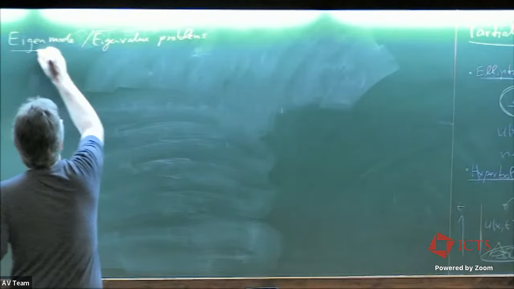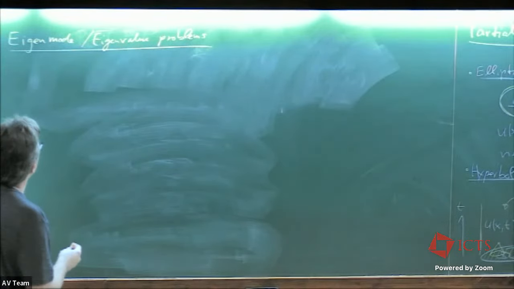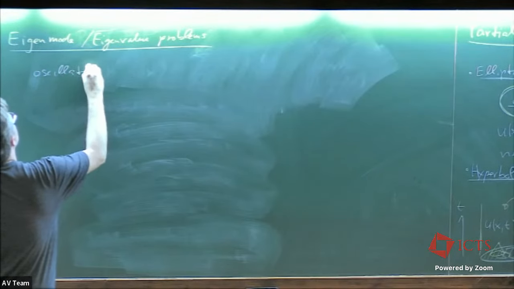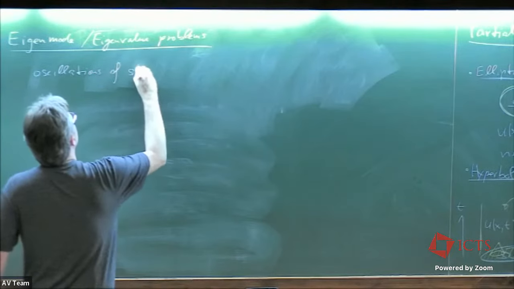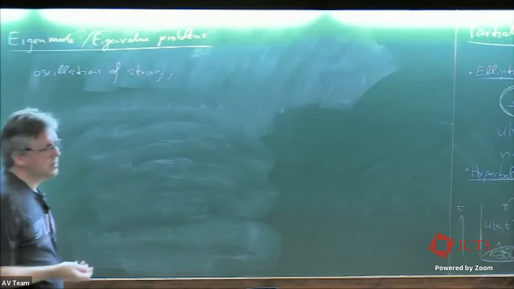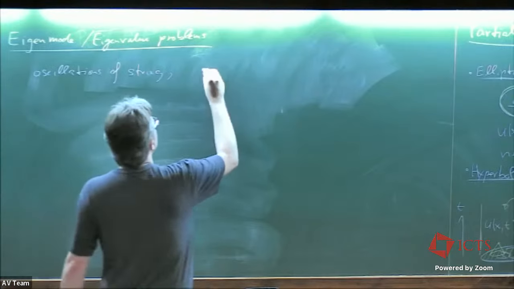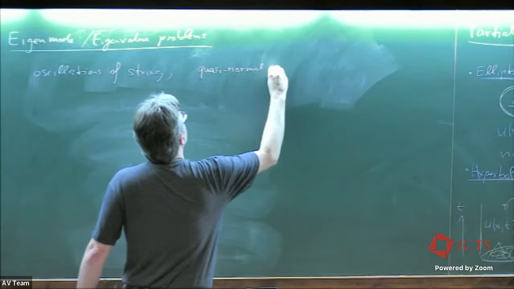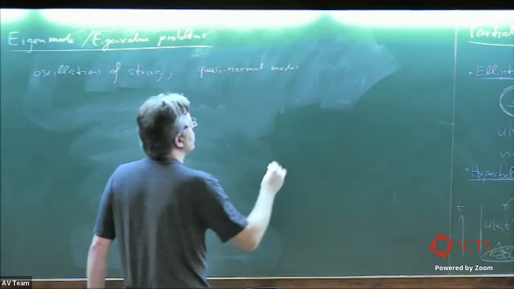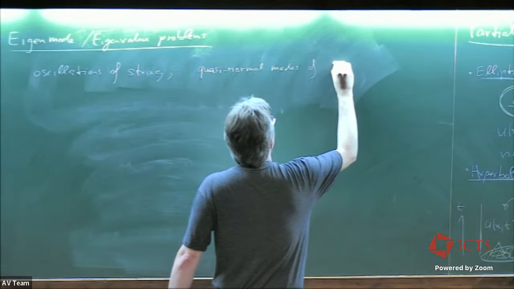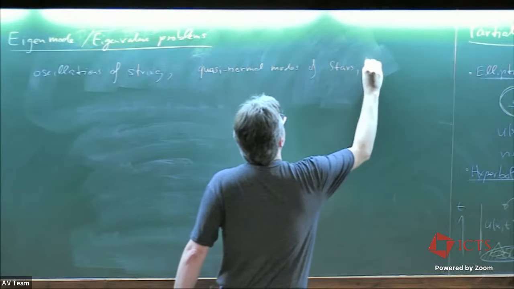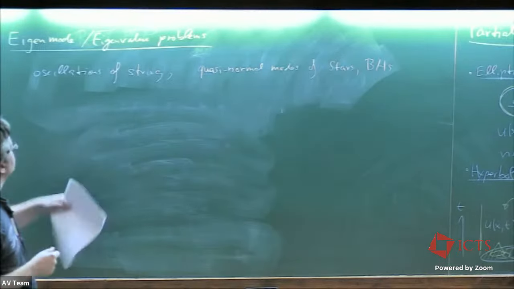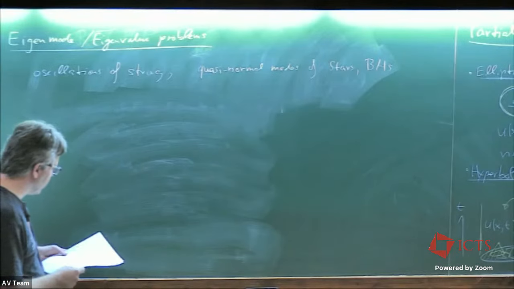So these eigenmode problems, for instance, arise for oscillations of a string. They also arise, for instance, when you do quasi-normal modes of stars or black holes. So let's talk about the string, because it's a much simpler system than the black holes.